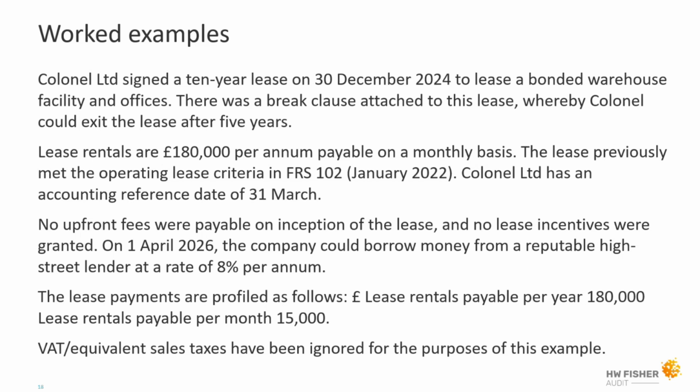I think the standards here are really thinking about you can't borrow off a friend at mates rates. You've got to have it from a reputable lender that it's demonstrable that you can get that rate. So they can borrow that at 8%. So that's going to be our discount rate. The lease payments are profiled that you have 180,000 a year, it's 15,000 a month. We've again ignored VAT and sales taxes just to keep this example very simple.